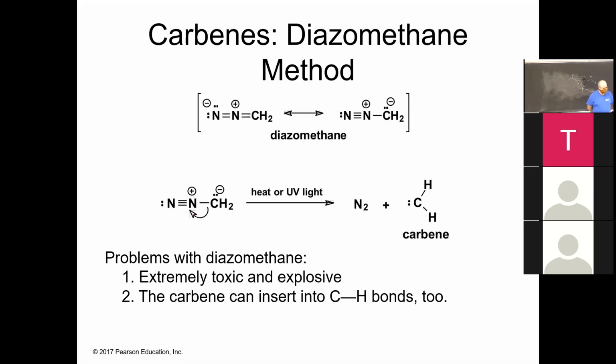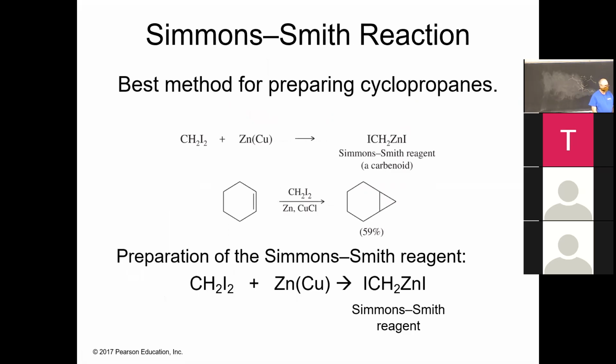All right, there are actually two disadvantages. One is that diazomethane is extremely toxic and explosive. And the carbene can also insert into CH bonds to give you unwanted side products. So this was a much safer alternative that was developed at DuPont by two chemists named Simmons and Smith. And this is actually a much better way of preparing cyclopropanes than using diazomethane.